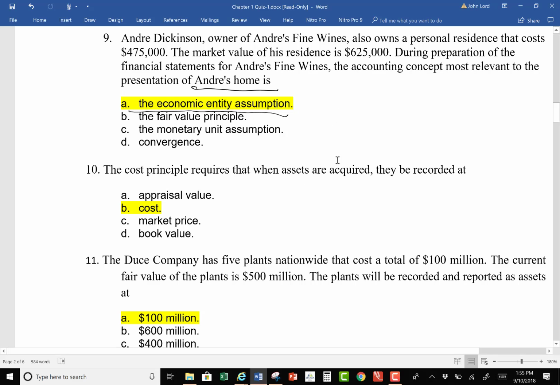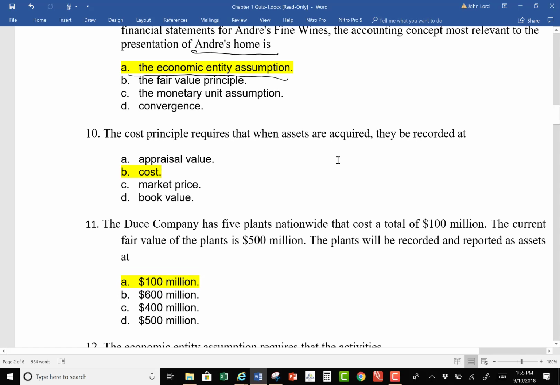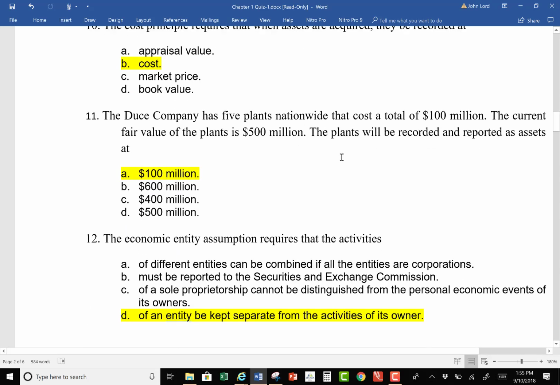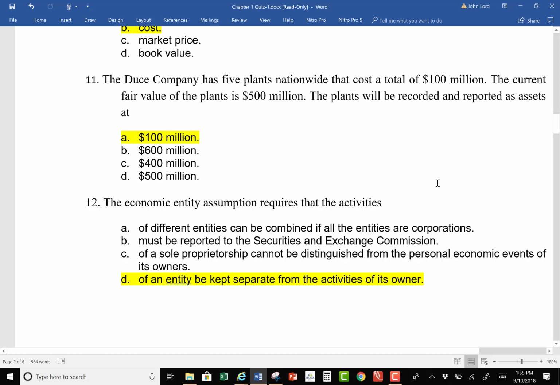Cost principle requires that when assets are acquired, they be recorded at cost. And of course, you could ask the question here, this is not the best question in the world. You could sit here and say, well, what assets? Because if we're talking about investments, then we could justify fair value, right? Number 11, the Deuce Company has 5 plants nationwide that cost a total of $100 million. The current fair value of the plants is $500 million, but the plants would stay at what? $100 million under historical cost principle.